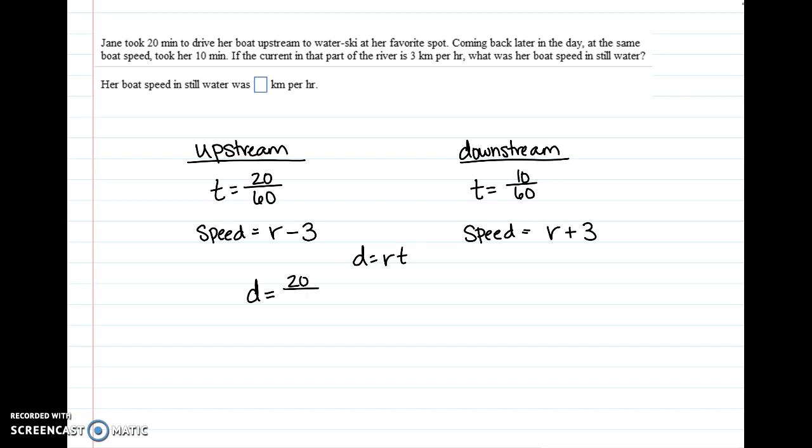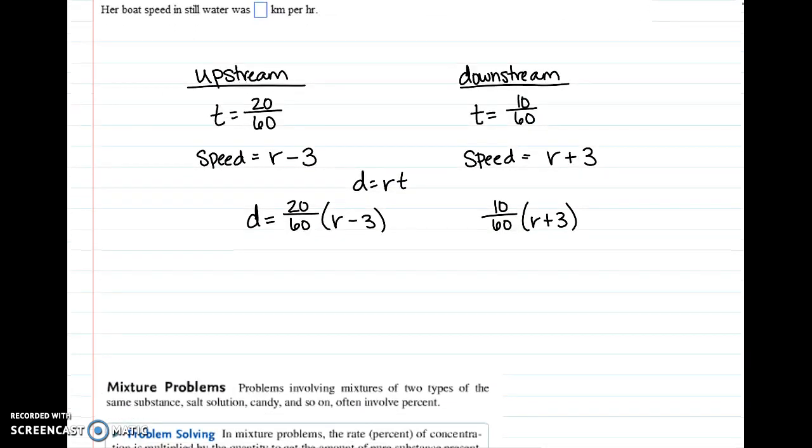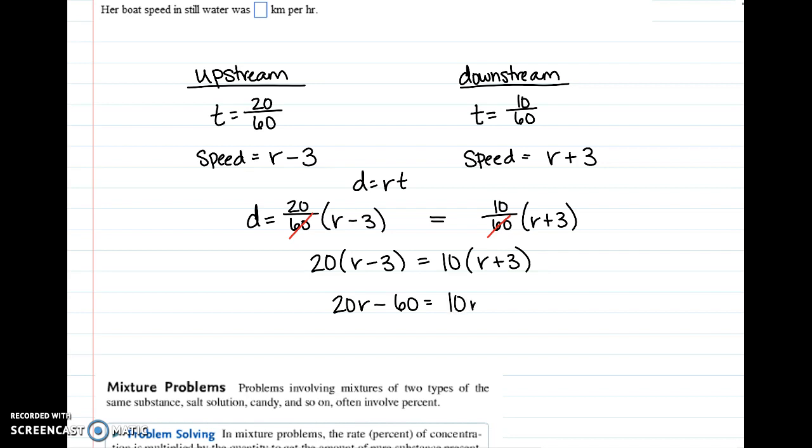So we have 20/60 times r minus 3, and over here we have 10/60 times r plus 3. And this is just like Maria on the way there and on the way back. We've got the distances being equal, so we're going to set these the same. If you don't like the fractions, you can multiply both sides by 60. 20 times r minus 3 equals 10 times r plus 3. So 20r minus 60 equals 10r plus 30.